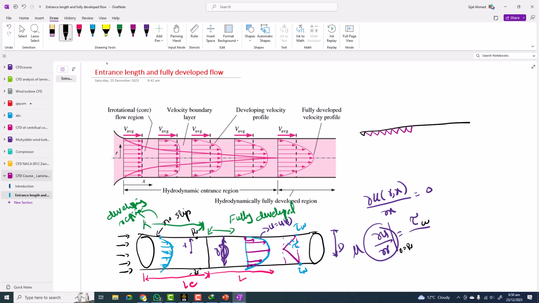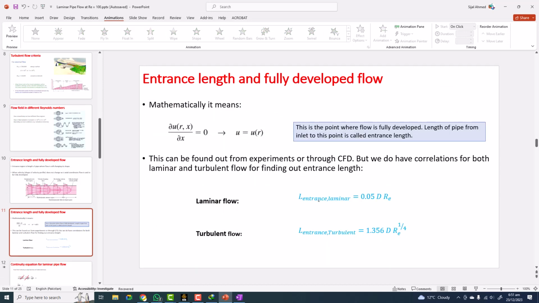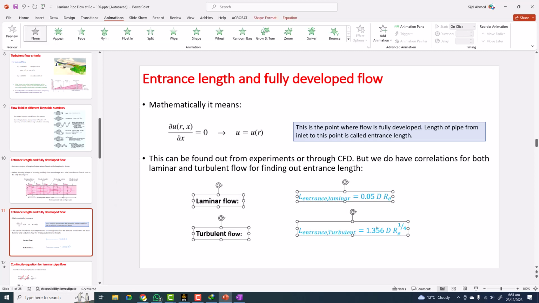Okay. Now the question is, can we determine this value theoretically? Not theoretically, but there are empirical formulas. Empirical formulas are formulas developed by people from lab experiments; they collected data, and then they put the best fit on the data. That is known as correlations. So we have the correlations for this pipe flow. For laminar flow, this is the formula given here. So let me copy it over to OneNote.